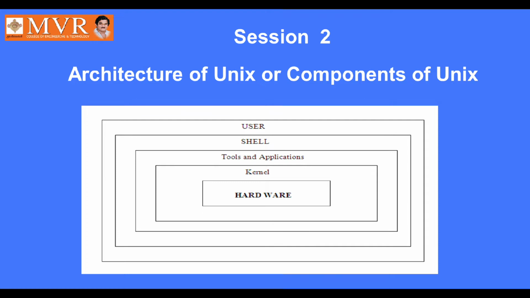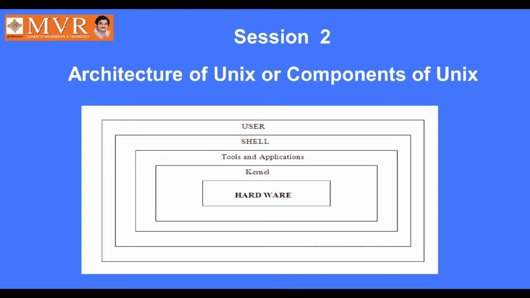As shown in the figure, this architecture has several layers. The user will interact with the kernel through the shell, with the help of tools and applications, and in turn the kernel will interact with the hardware. So the user interacts with the hardware and uses it to do some tasks. This is the basic block diagram of the Unix architecture.